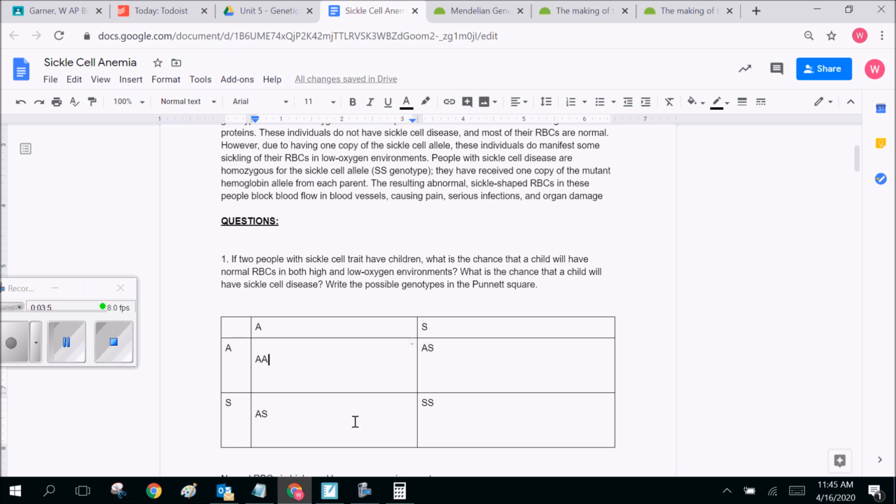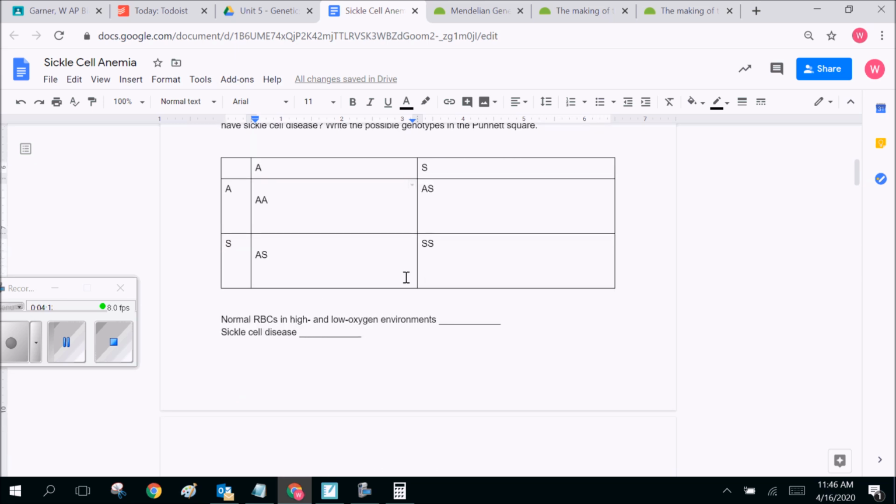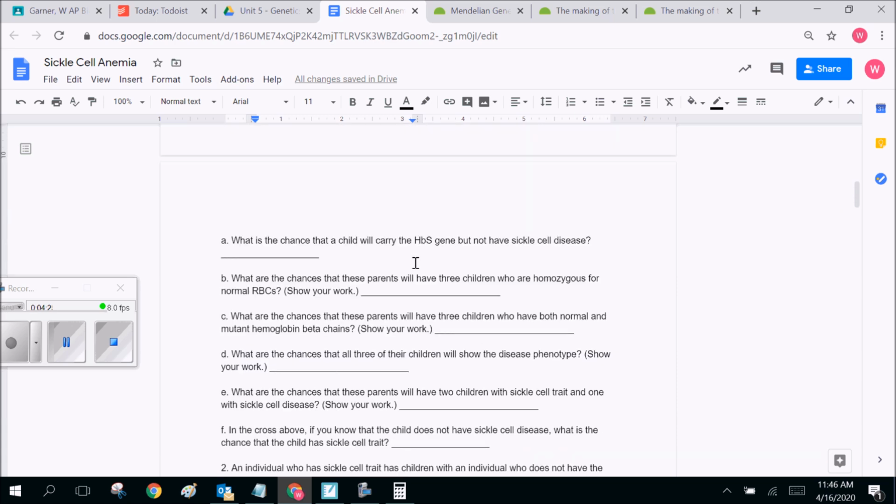If you're wondering where I'm getting these percentages from, I'm treating these four boxes together as 100%. Each box represents 25%, because 100 divided into four boxes is 25. So this is 25%, 25%, 25%, and 25%. That's where I got my ratios. Now, that is the answer to number one. Normal red blood cells in high and low oxygen environments: normal ones are going to be 1 out of 4. The sickle cell disease is going to be 1 out of 4, and the trait is going to be 2 out of 4, or 50%. So that's what this is.